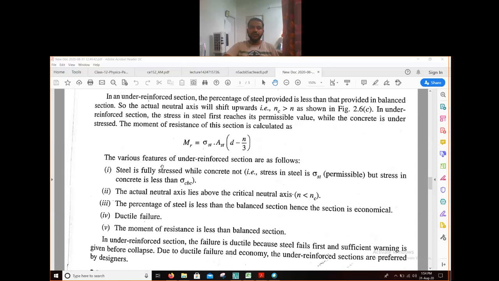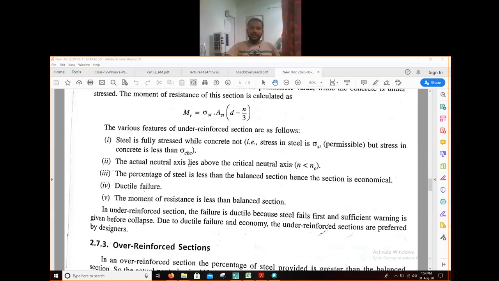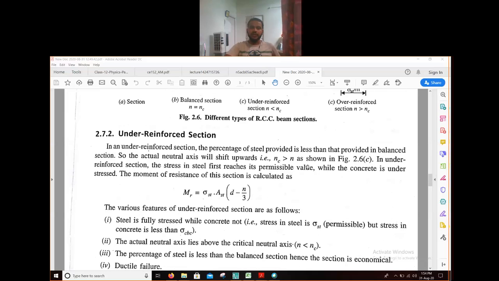Okay, so these are the various features of under-reinforced section. The features are, as I have already told you, steel is fully stressed while concrete is not. That means when stress in steel is sigma st, that means permissible, maximum, but stress in concrete is less than sigma cbc. Then the actual neutral axis lies above the critical neutral axis.